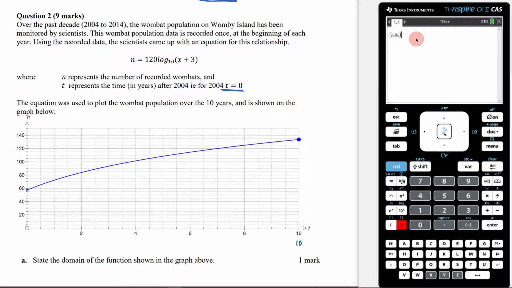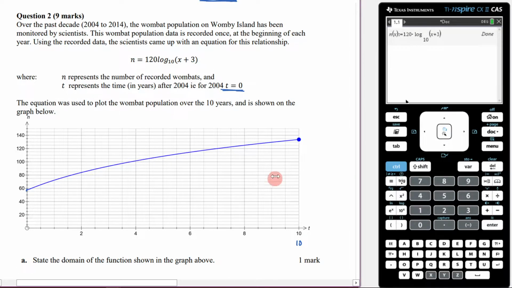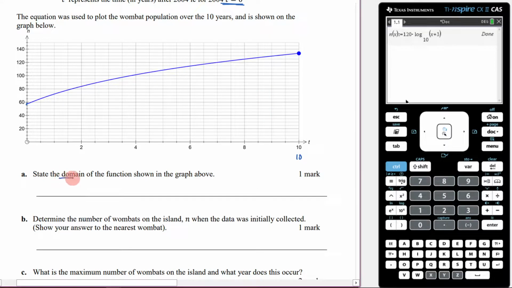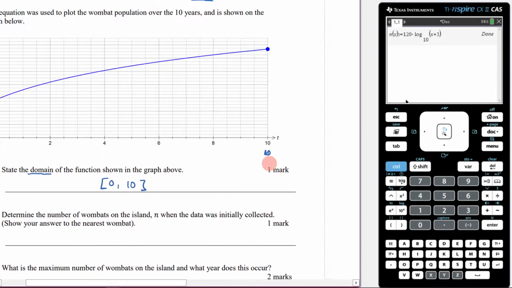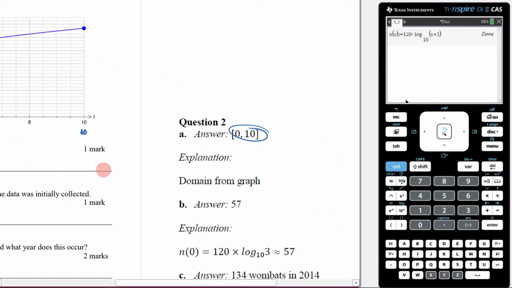So N of X is equal to 120 log base 10 of x plus 3, hit enter, done. All right. State the domain of the function as shown in the graph here. Well, as you can see, I'm starting from 0 and I'm going all the way to 10. So that means 0 to 10 inclusive will be my domain. Looking at our mark scheme here, that's our answer.